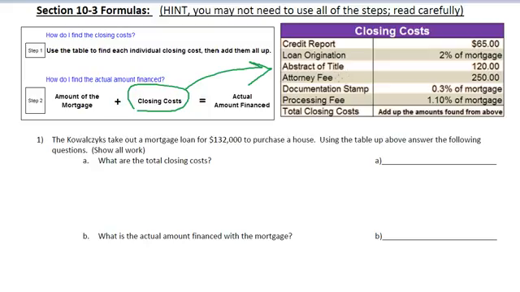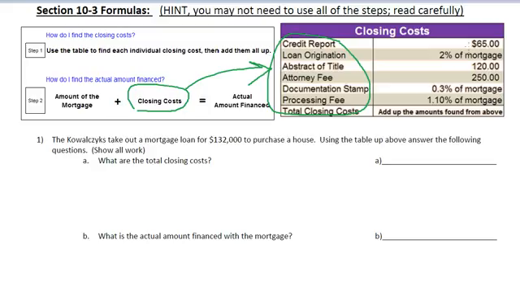Why an attorney? Because you want to have someone really smart look over that legal document that you're signing. Because when you sign a document for $132,000, we're dealing with a big-time contract. And you want to have an attorney look that over to make sure everything's fine. There's a documentation stamp and then a processing fee. These are all of the different types of closing costs that you may have to pay when you go to buy a house and when you go to take out a loan.